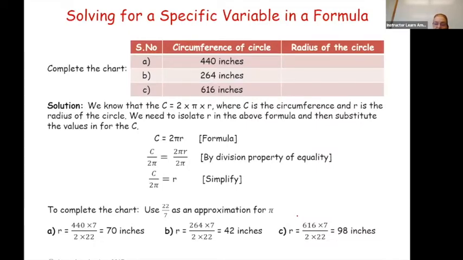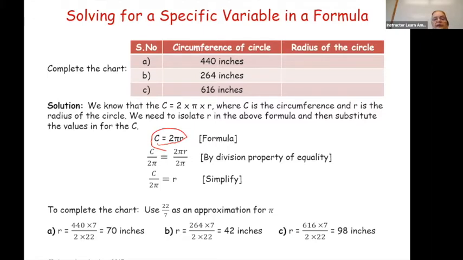Now, when we want to solve for a specific variable in a formula, this involves being pretty careful. For example, if we have the circumference of a circle and we want to know what its radius is, we know a formula that relates the circumference to the radius. That formula is C equals 2 pi r.